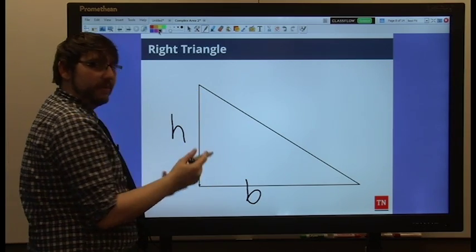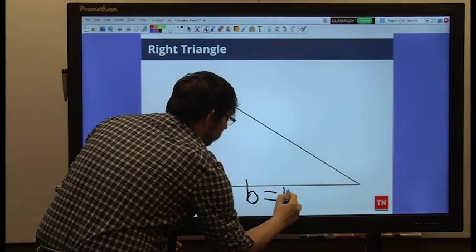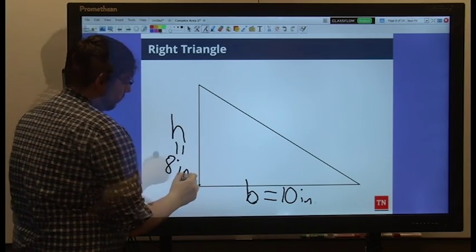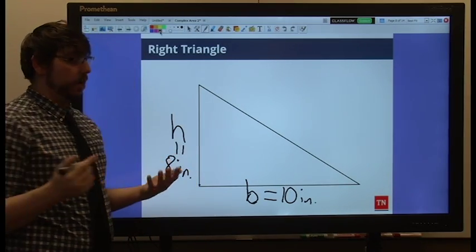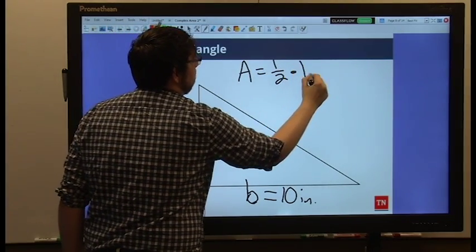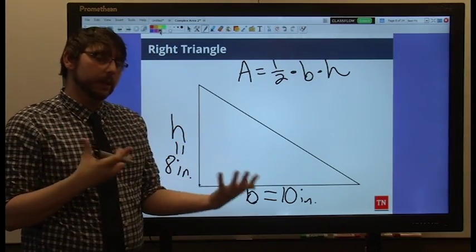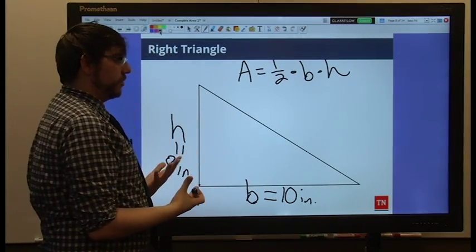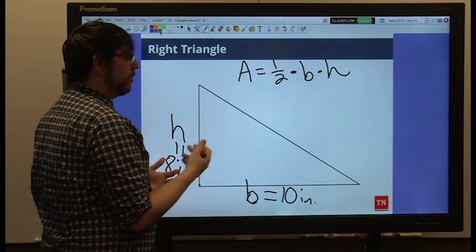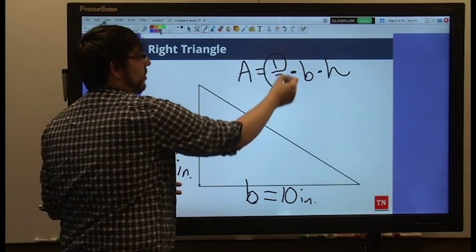So it's fairly obvious. So in this case, let's pretend the base is 10 inches and the height is 8 inches. So we're going to have to use the area formula for a triangle, which is area is equal to 1/2 times base times height. Again, when we found the area of a rectangle, it was length times width. We still kind of have those two measurements, just now we call them base and height when we deal with a triangle. And remember how a triangle is half the area of a rectangle? That's where this 1/2 comes in.